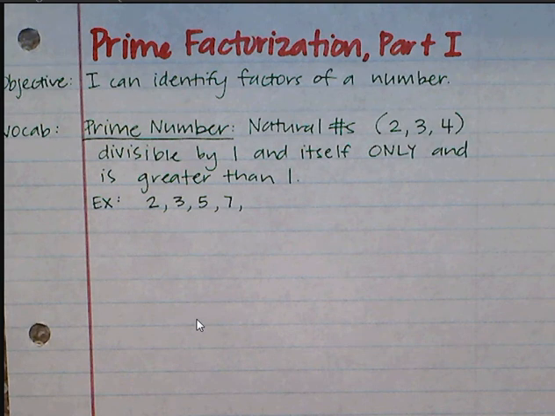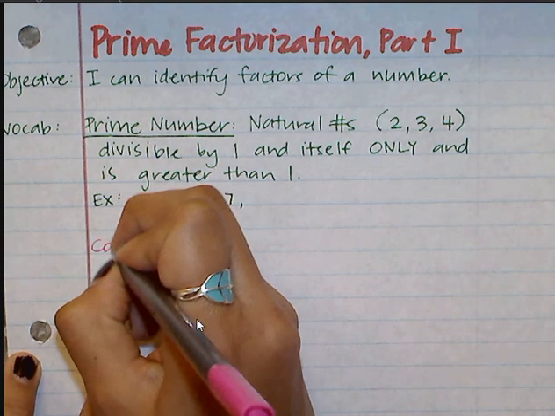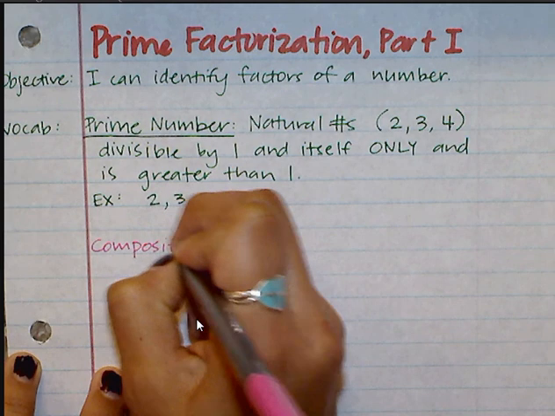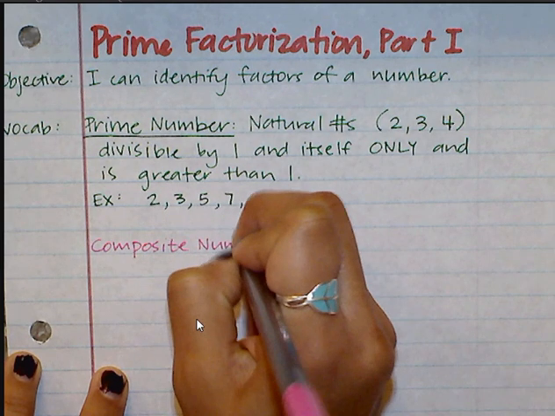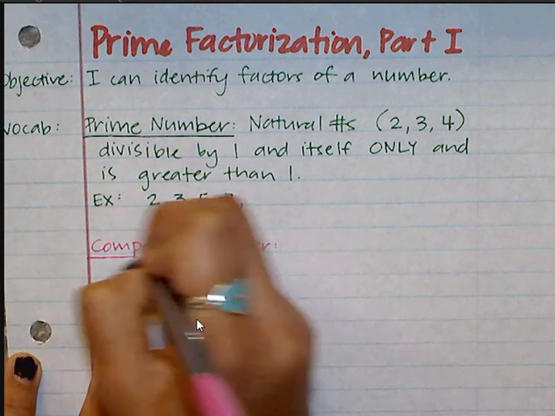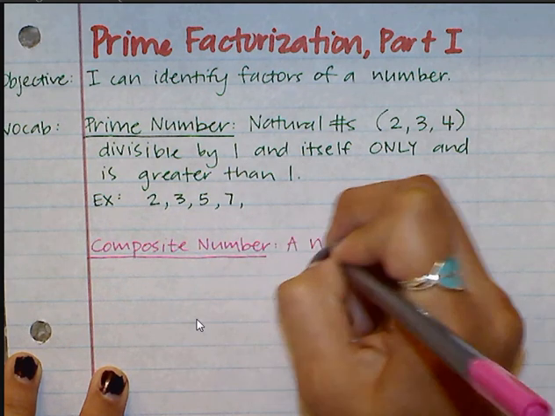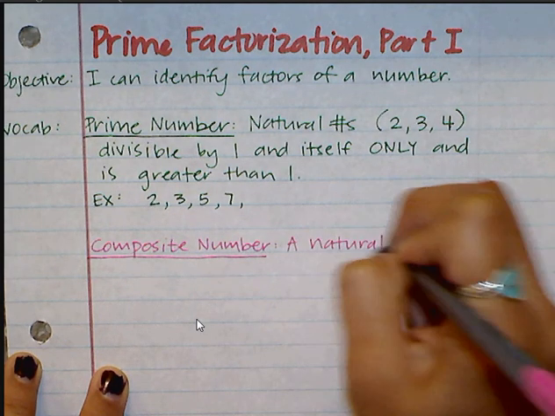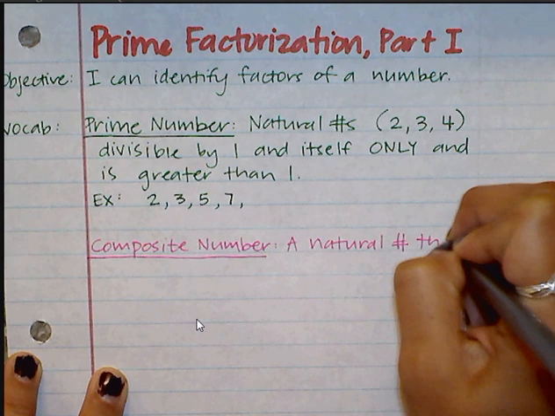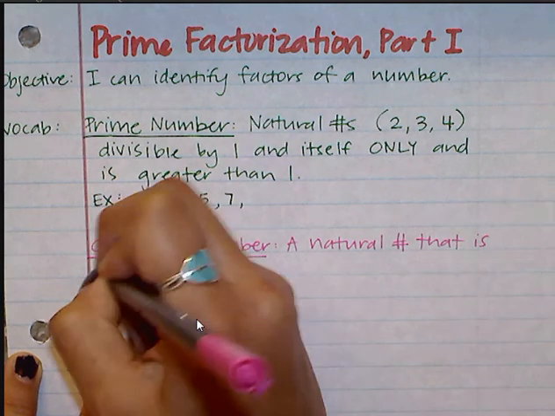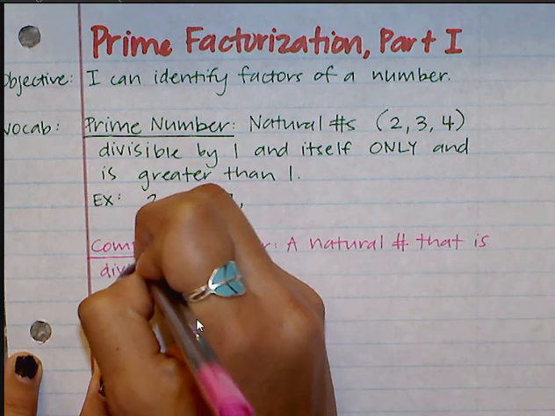Okay, let's talk about the next vocabulary word, which is composite number. A composite number is a natural number that is divisible by more than 1 and itself.